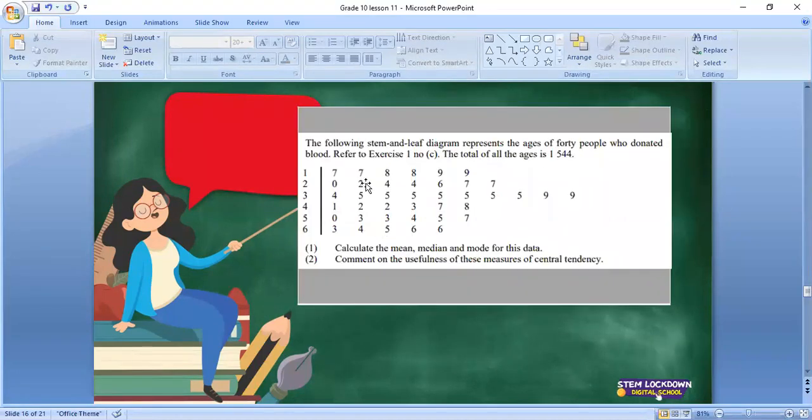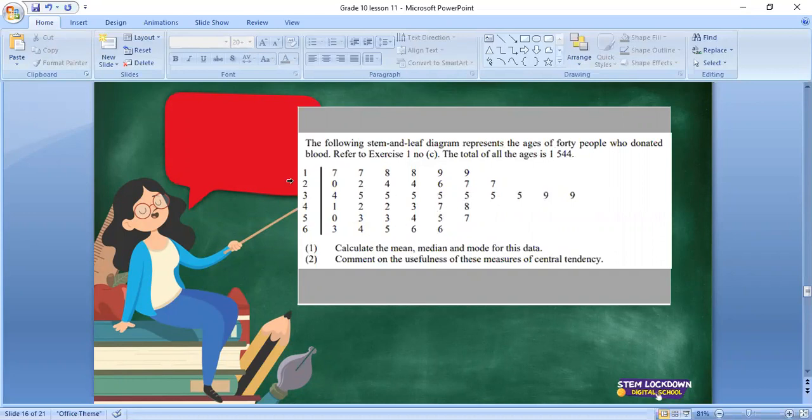Another question here. The following stem and leaf diagram represents the ages of 40 people who donated blood. So the total age of the 40 people is 1,544. So the total age of all the 40 people is 1,544. These are the ages represented with stem and leaf of 40 people who have donated blood.